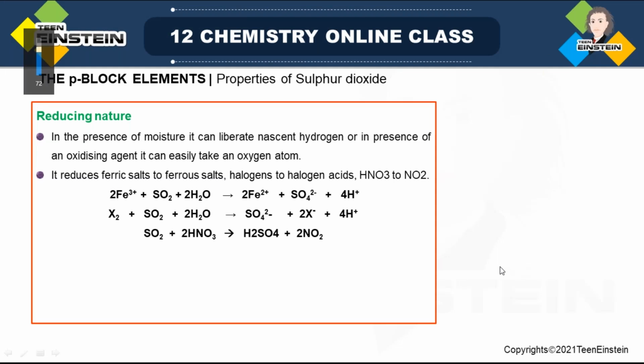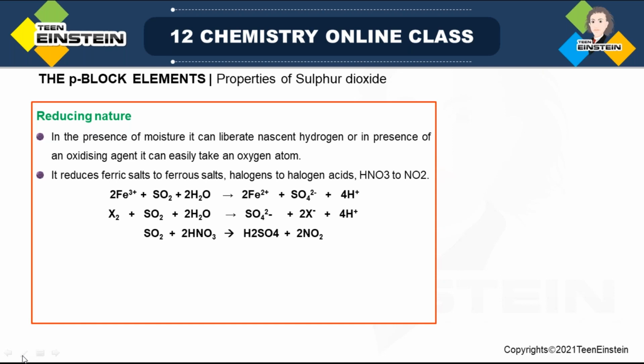Hello everyone. Last day we have already started the structure of sulfur dioxide and some properties also we have seen. Today we will see some more chemical properties of sulfur dioxide, that is SO2, and after that there will be another important compound of sulfur which is H2SO4, then oxoacids of sulfur and some related properties.